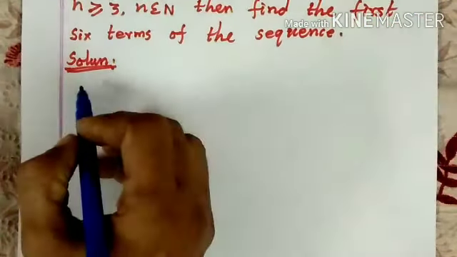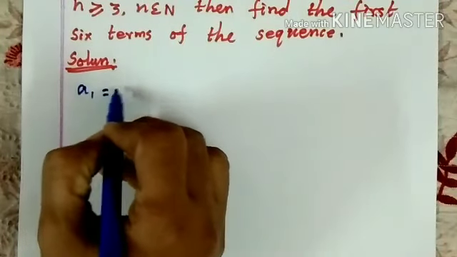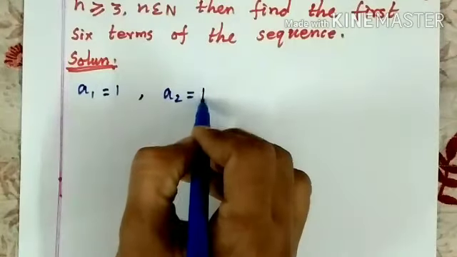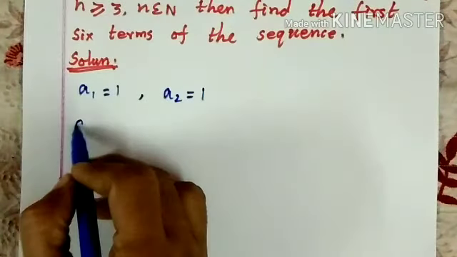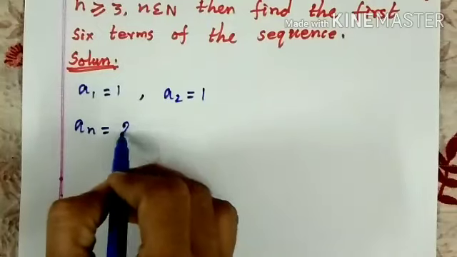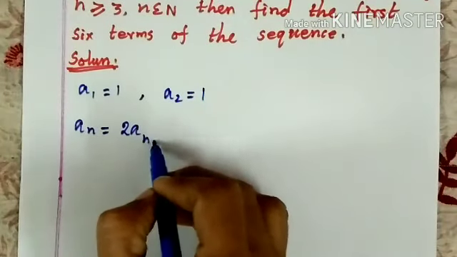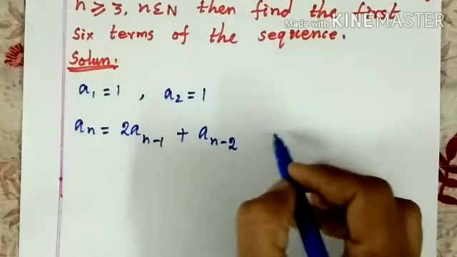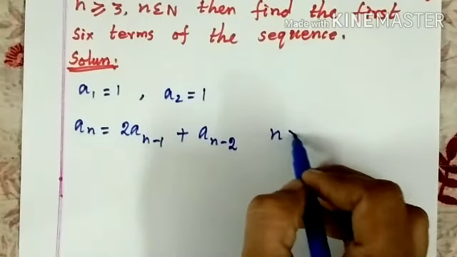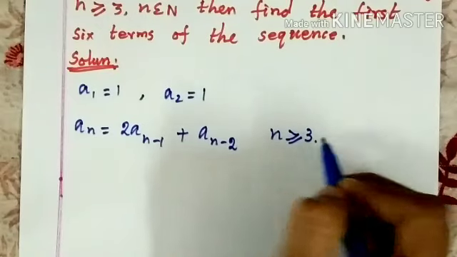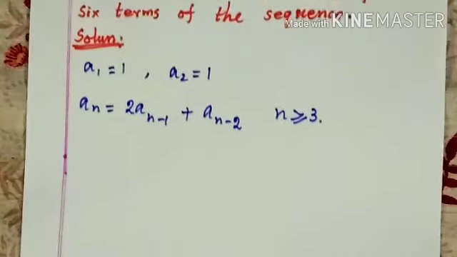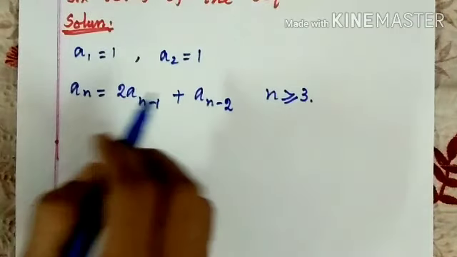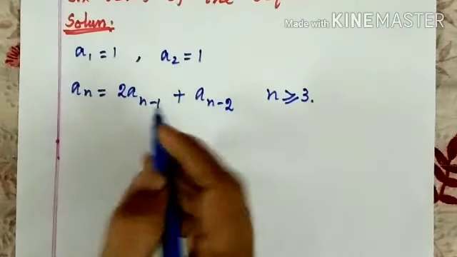Take down and write the given. First term A1 is equal to 1 and A2 is equal to 1. Then general term An is equal to 2A(n minus 1) plus A(n minus 2), where n greater than or equal to 3. First 2 terms are already given in the question. So we have to start for n is equal to 3.